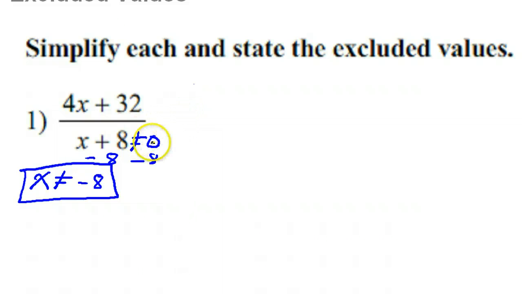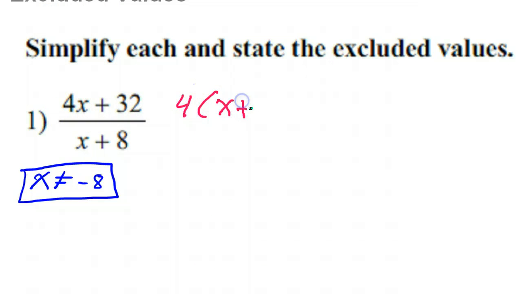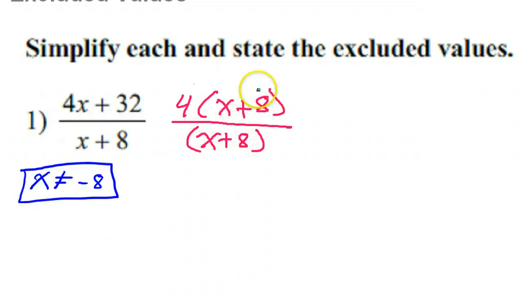Now, as far as simplifying, let's see if anything will factor. If I can factor this, then there you go. I see a GCF in the numerator, so I've got 4, and then this would be x plus 8. In the denominator, I still have this x plus 8. You can see the x plus 8s are the same, so they will cancel out because they are the same factor. So the simplified version of this is simply 4.